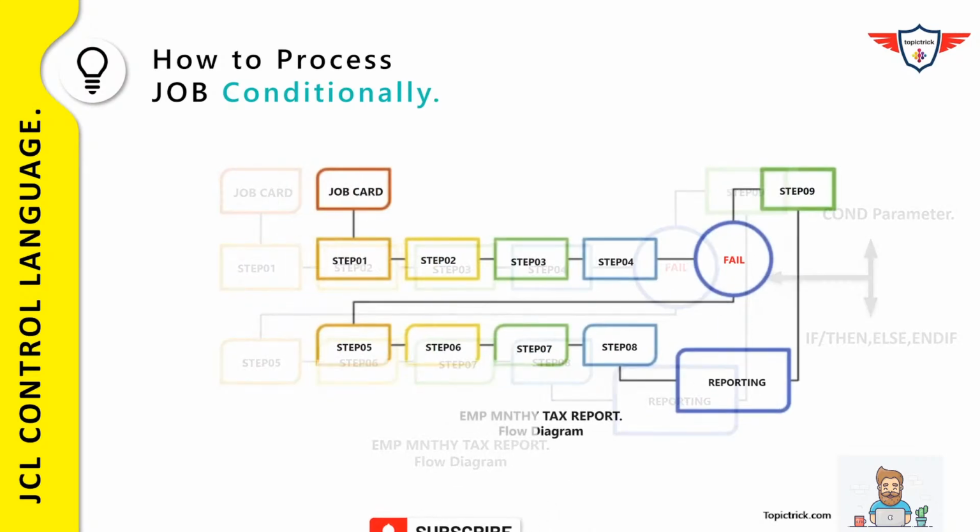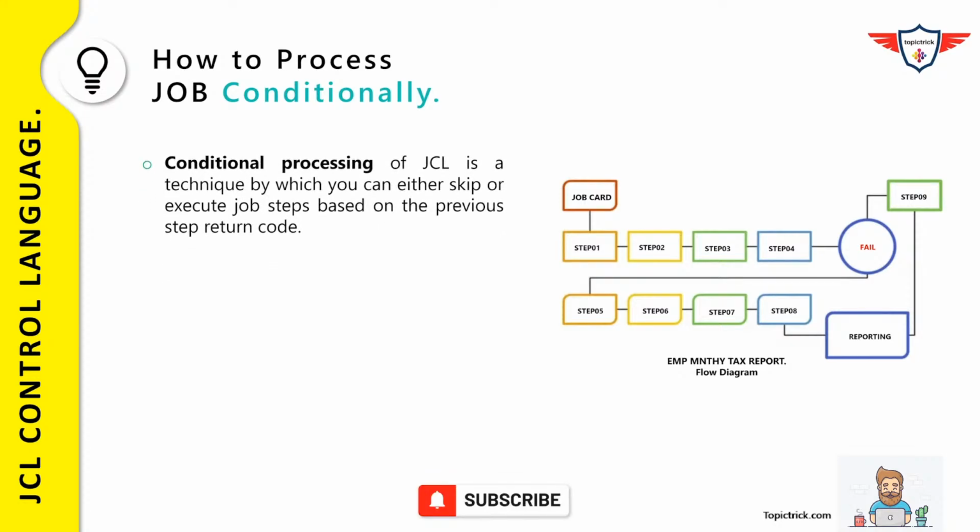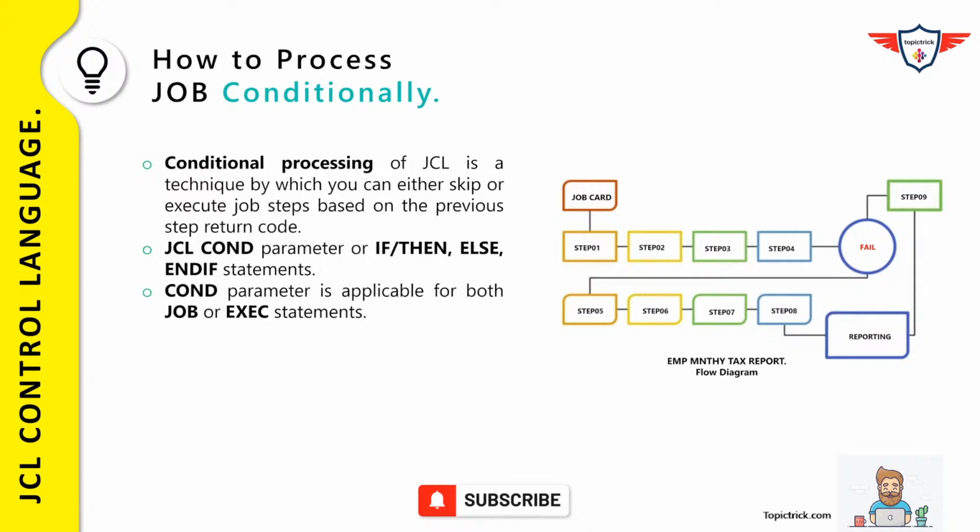Now let me quickly summarize the important points that we have discussed so far, and after that, I'm going to explain the syntax of the JCL conditional parameter and the if then else statement. The first point is that conditional processing of JCL is a technique by which you can either execute or skip a job step based on the previous step return code. The second important point is that you can use either the JCL COND parameter or the if then else statement to process a job conditionally. The third point is that you can use the JCL conditional parameter on both the execute statement and the job statement.